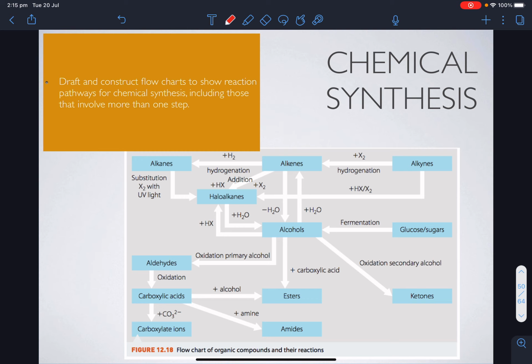Okay, and here's an example from the textbook. It's like a summary of all the reactions that we've done so far. And in each box, they've given one type of organic compound, and see the arrows? They're pointing to different types and they're showing you and summarizing how to get there. So that's a good chart.